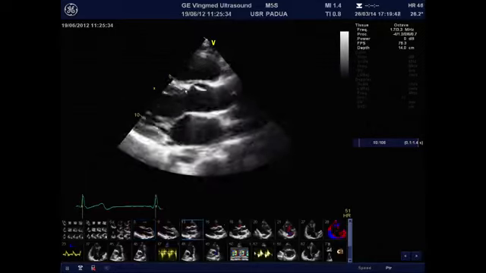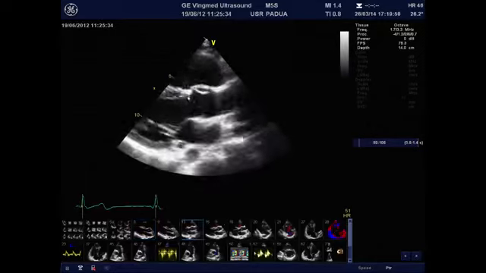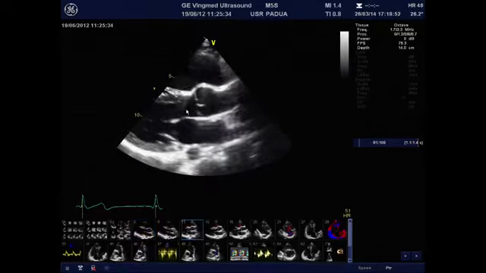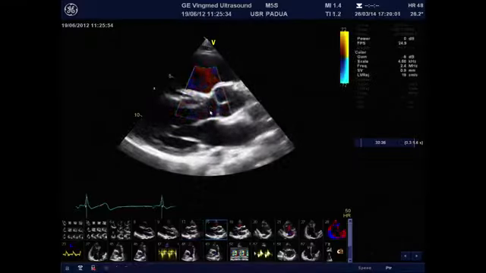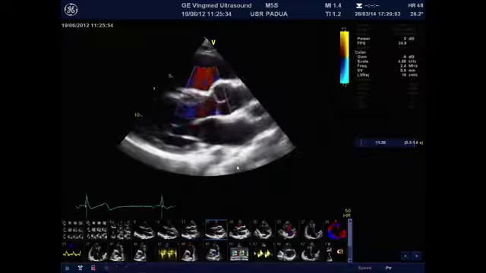And you can see this hyperechogenic part, which represents the patch that has been used during the surgical intervention to close the interventricular septal defect. If we add Doppler, we will see that there is no residual shunt at this level.